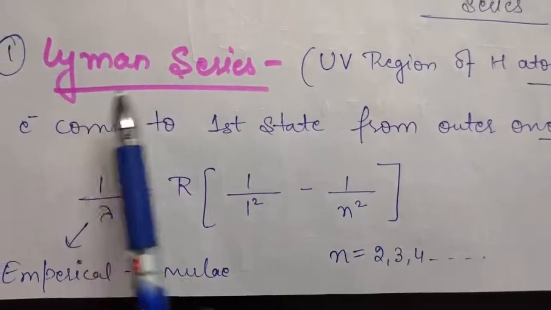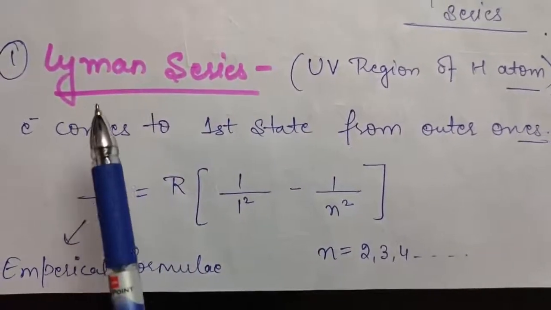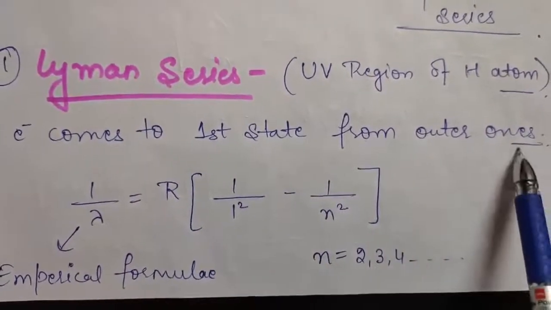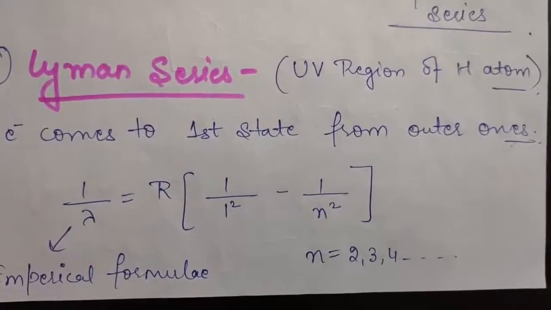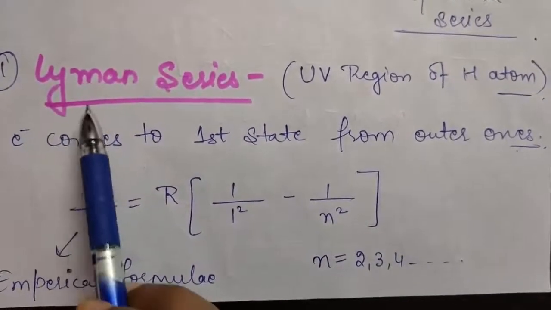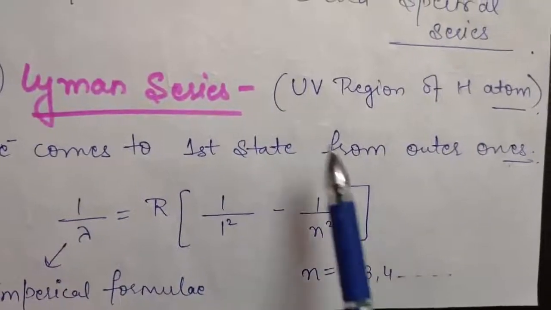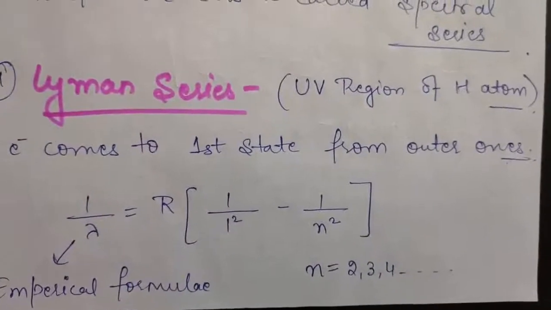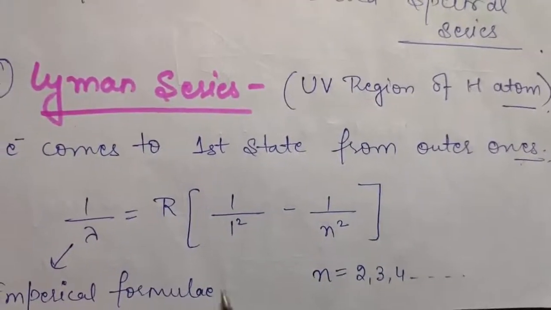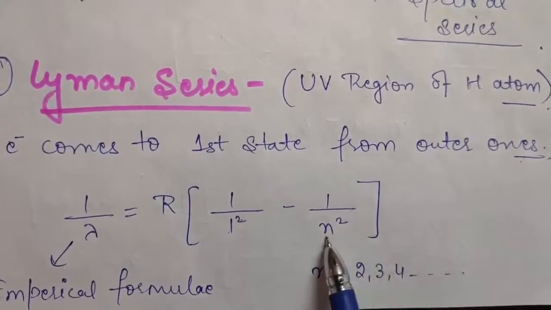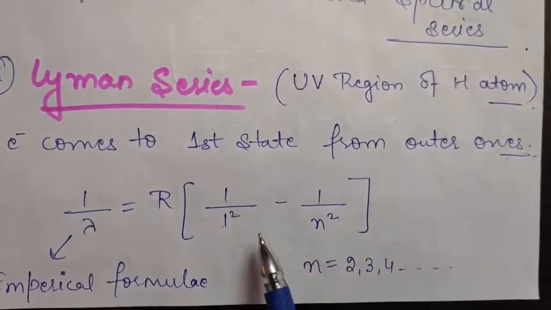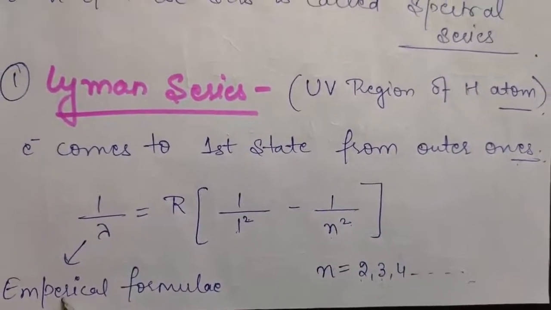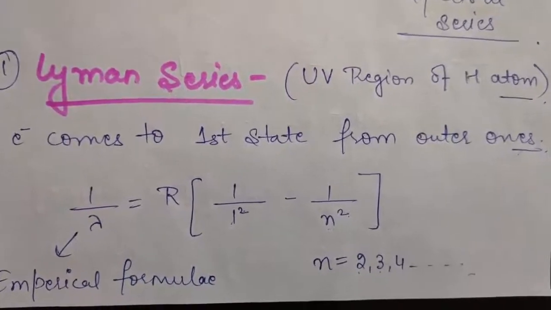First was the Lyman series. Bohr concluded that when an electron comes to the first state from any other outer state, the wavelengths that are emitted are in the Lyman series, and they were observed in the UV region of the hydrogen atom. Because the electron is coming to the first state, n1 will be 1 here, and I am putting n2 to be 2 only. So this n can vary from 2, 3, 4 and so on. Again, this is called the empirical formula. So this is about the Lyman series.